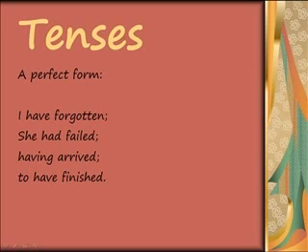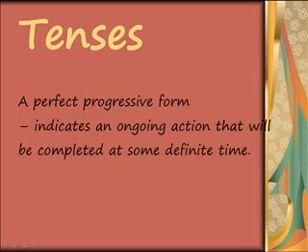A perfect simple indicates a completed action. It is a verb form made with the auxiliary have and the past participle. Notice in each example, it all began with have or had in each sentence and ends with past tense verbs such as forgotten, failed, arrived, or finished. All the words end with ed. A perfect progressive form indicates an ongoing action that will be completed at some definite time.